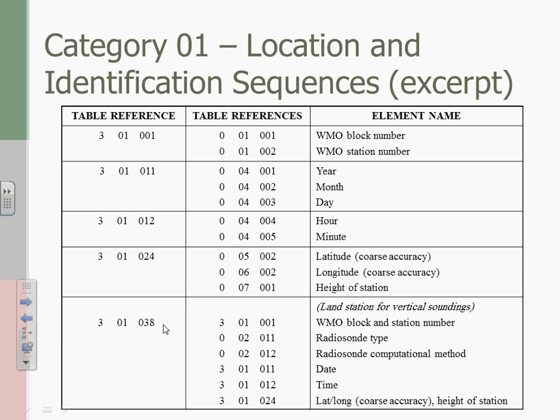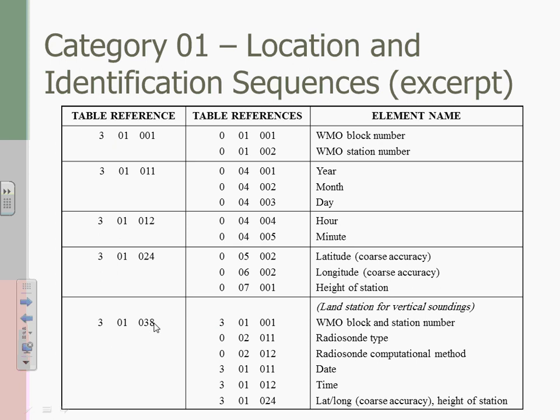So the last one is one of the template examples. If you see 301038, you can translate this into these 6 descriptors. And as I said before, a table D descriptor can include, again, table D descriptors. So this is a kind of layer.